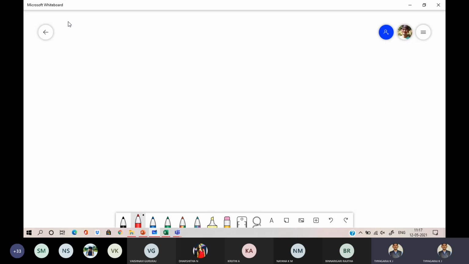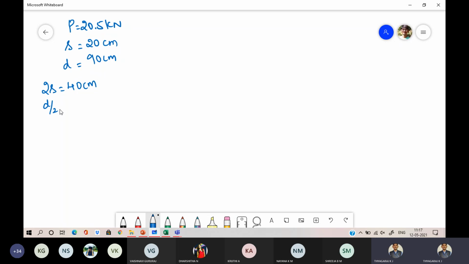So what is the P value they have given? P value 20.5 kilonewton. Okay. What is the S value and D value they have given? 20 and 90, sir. S is 20 centimeter. D value is 90 centimeter. Correct? Now calculate 2S, that is 40 centimeter. D by 2, it is 45 centimeter.